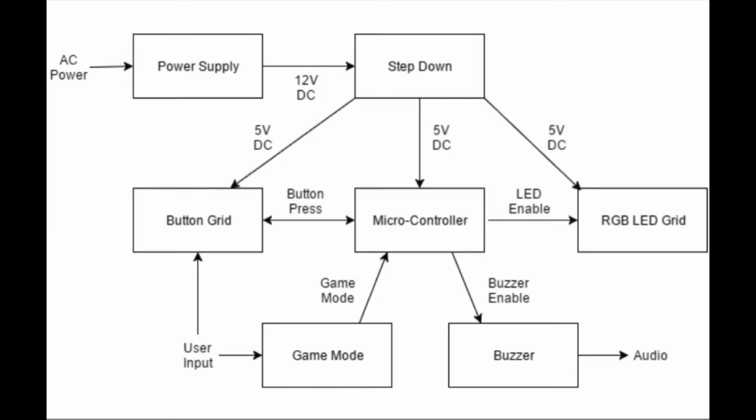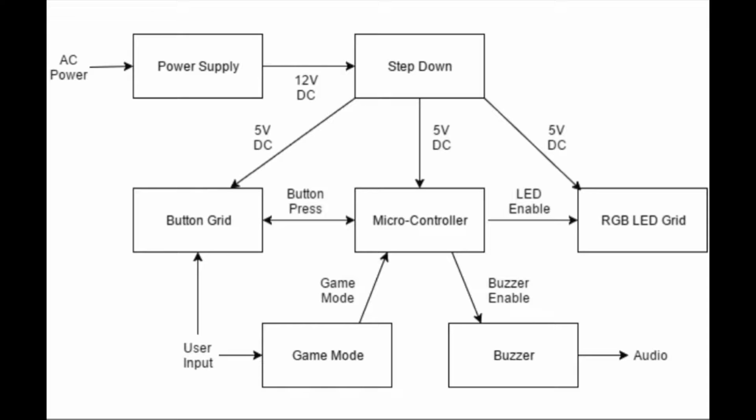This is our block diagram, isn't it? Yes, it is, Shane. In fact, I think it's best to explain it from the top down. Okay, well first we have the power supply, which rectifies an AC source to a 12-volt DC voltage that is sent to the step-down block, and then the step-down block drops the DC voltage to 5 volts to be dispersed to the microcontroller, RGB LED grid, and the button grid.